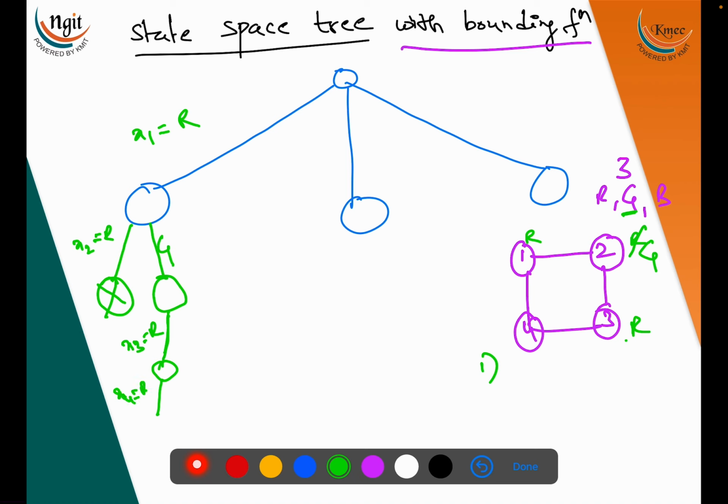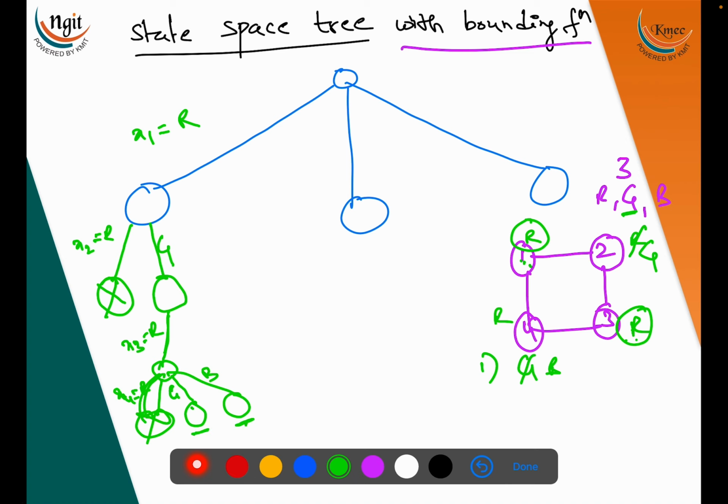Now I can go for x4. If I keep x4 as red color, what happens? Now there should not be red color, right? Two adjacent vertices should not have the same color. So you have to kill this node. No extraction. You are killing this node. So come back, backtrack. Now what happens? As x3 is already red, as x1 is already red, you should choose either green or blue. So there will be 2 possible solutions. One is with green, the other one is with blue. These 2 are possible solutions for this.